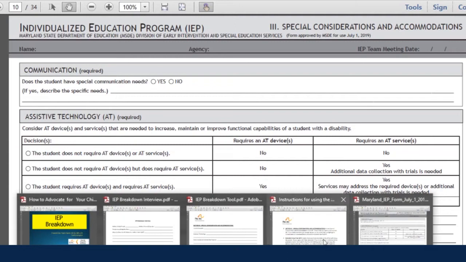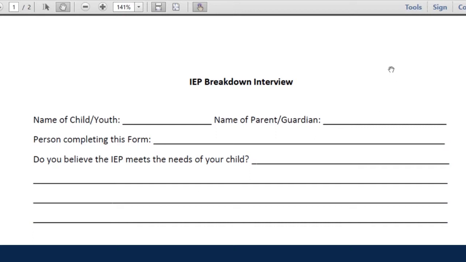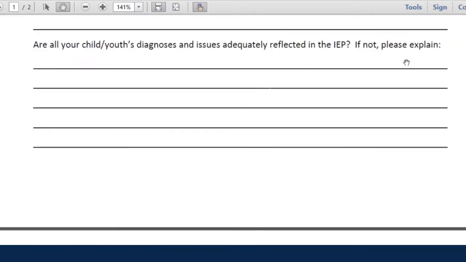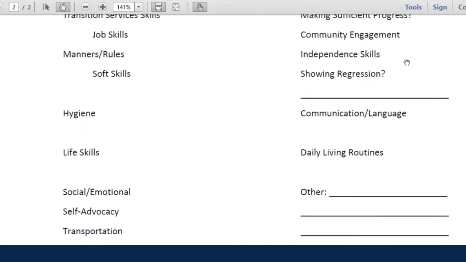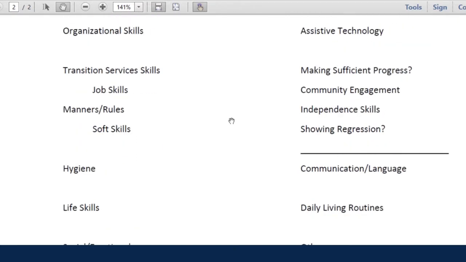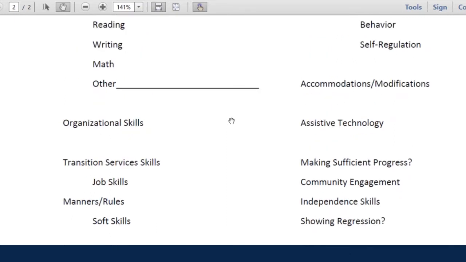You will also need the IEP Breakdown interview. This is just a tool to use for brainstorming and coming up with what are parent concerns about their child. So if you're worried about language development, if you're worried about fine or gross motor skills, functional life skills, any concerns that you have should be highlighted in one of these 2 pages. And I've provided lots of ideas, but you can also add anything else that may be of concern that you would like to have added to your child's IEP if it's not already there.